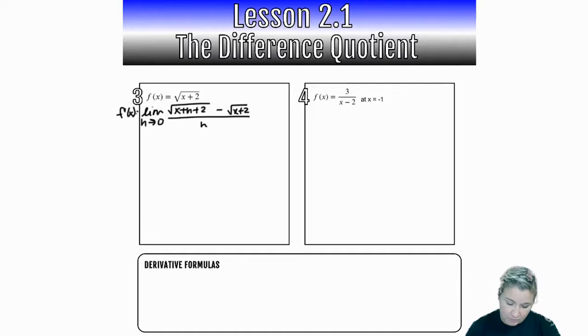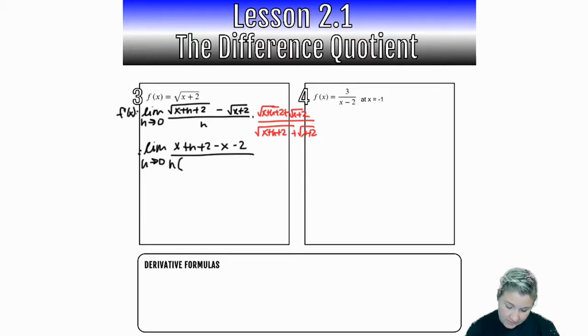So then I'm going to have to multiply by the conjugate. So I'm going to have to multiply by the square root of x plus h plus 2 plus the square root of x plus 2 and then divide by that again. And so that gives us the limit as h approaches 0 of x plus h plus 2 minus x minus 2, all divided by h times all of that stuff.